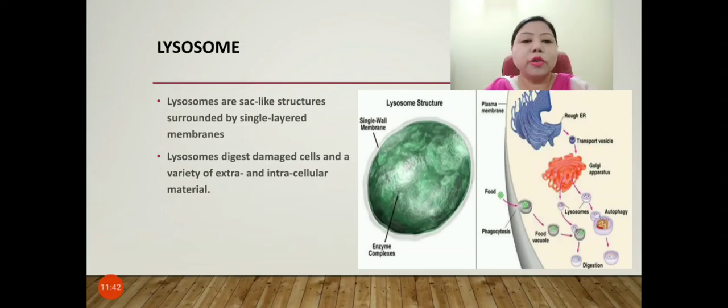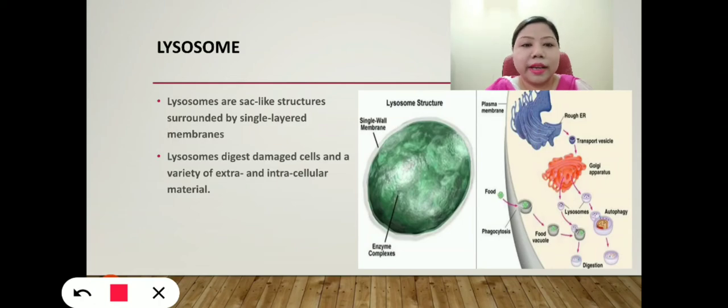Lysosome. Lysosomes are another cell organelle, which are sac-like structures surrounded by a single layer of membrane. So only one layer of membrane is present around the lysosome, and lysosomes are able to digest damaged cells and a variety of extracellular and intracellular material, and that is the reason why it is the site for cleaning the waste materials inside the cell.